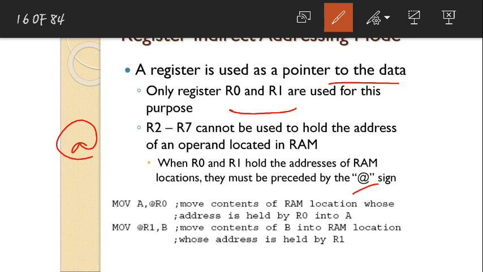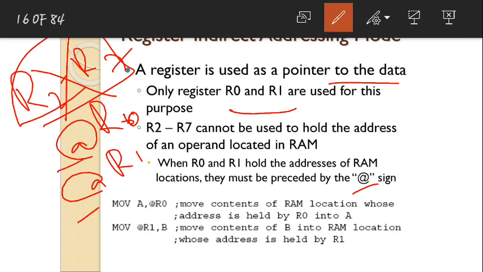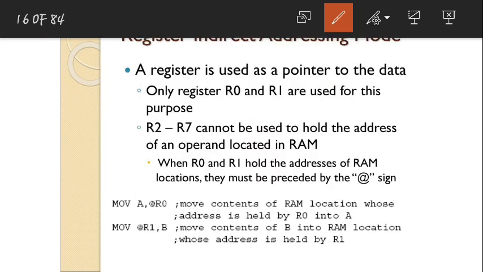So what he mentioned is, you can use only R0 and R1 for this register indirect addressing mode. You can't use R2 to R7. These can't be used for register indirect addressing mode. You can only use R0 and R1. And always this @ sign should be in front of that whenever you use register indirect addressing mode. So here he has given a few examples.